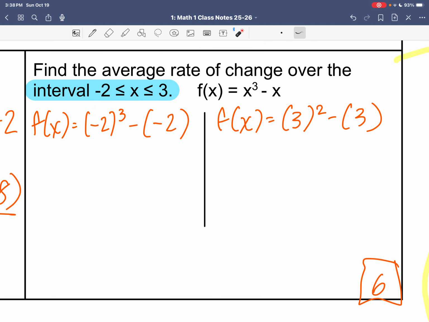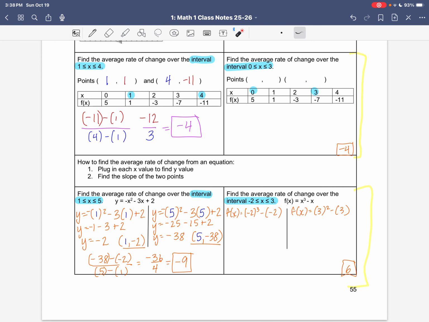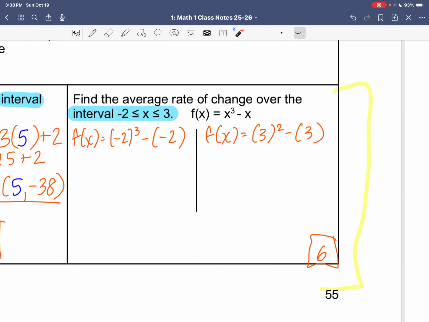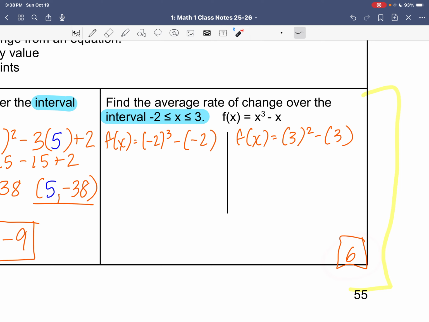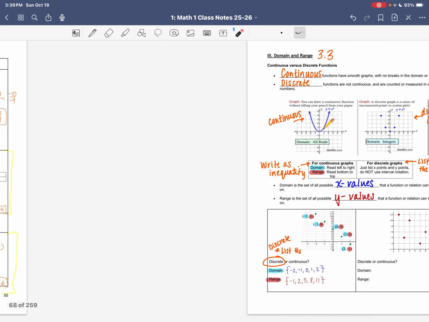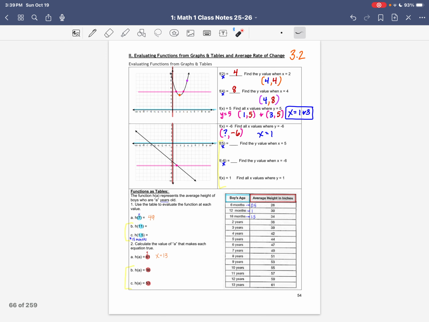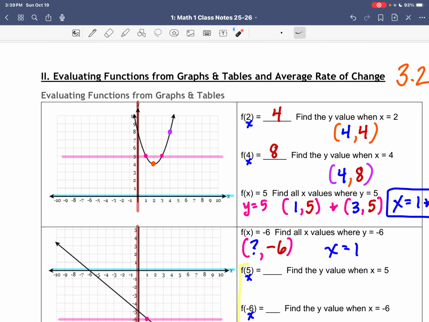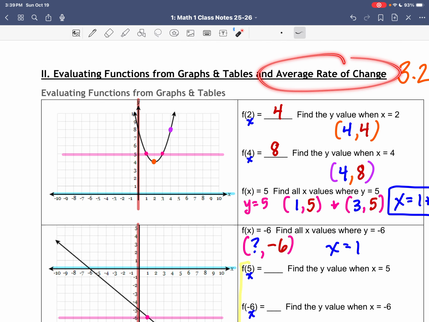All right, so I want you to go through and find the interval from negative 2 to 3 for your x's. I already did the substitution for you. I want you to go through, solve each one, find the ordered pairs, then find slope. If you do this correctly, you should have gotten an answer of 6. And then that is evaluating functions from graphs and tables and finding the average rate of change.